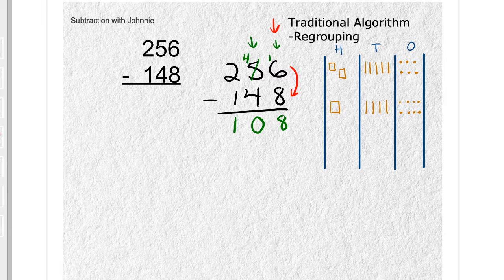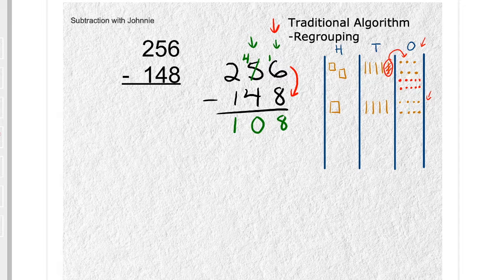In order to use this model to show the algorithm, we will need to do some regrouping. Because again, if we look at what we have right now, we can see that 6 ones can't take away 8 ones, if we're going to think about it that way. So we need to do some regrouping. What we're going to do is take one of the tens from 256 and reconstitute it into 10 ones, or 10 units. So this is going to become 10 units. 6, 7, 8, 9, and 10.